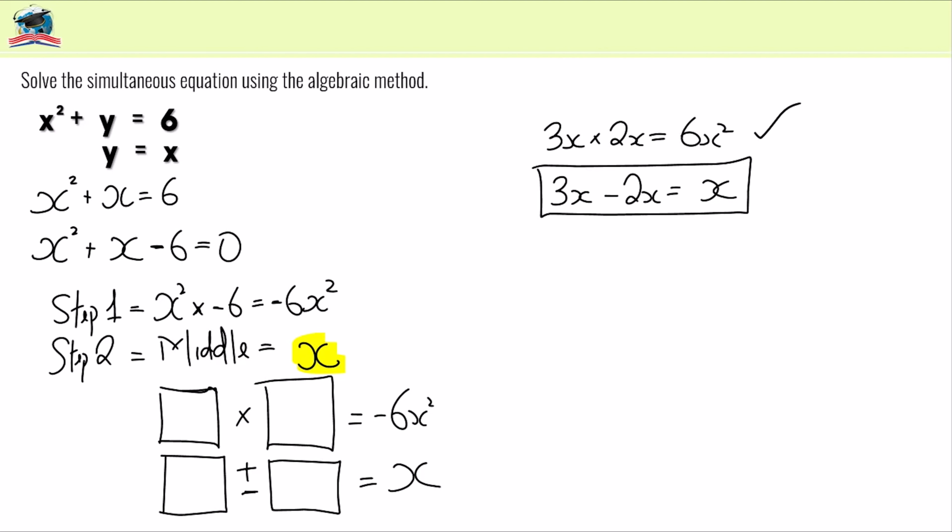But this one is not so good because this is 3x multiplied by 2x, positive 2x, and it's giving you a positive 6x squared. That's not good. So let's make the 2 a negative. We got a negative here, so we have to make this one a negative 2. So we make it a negative. Because 3x multiplied by minus 2x, that's going to give us a minus 6x squared, and that's what we want.